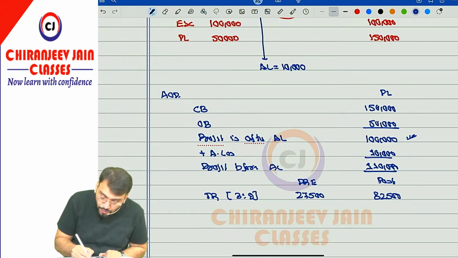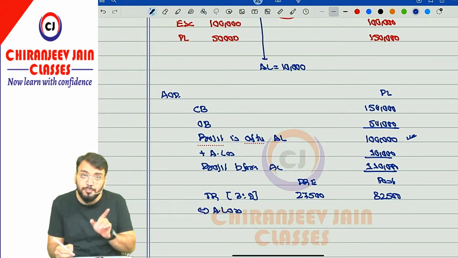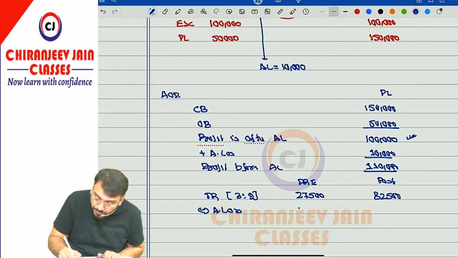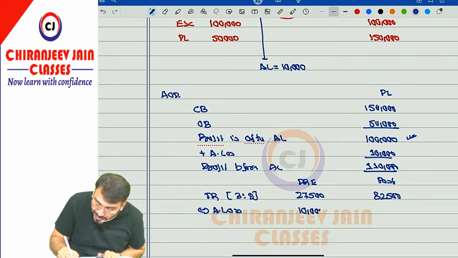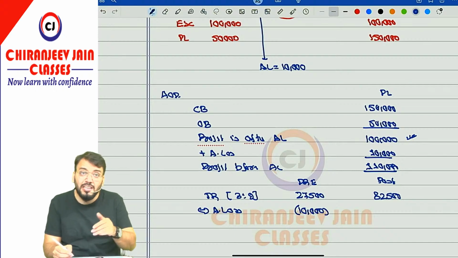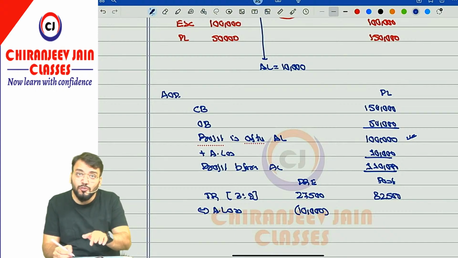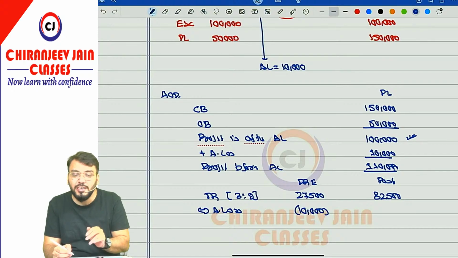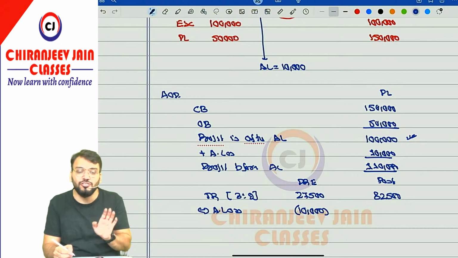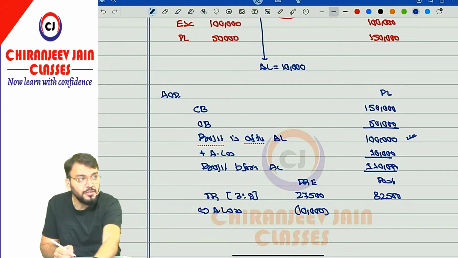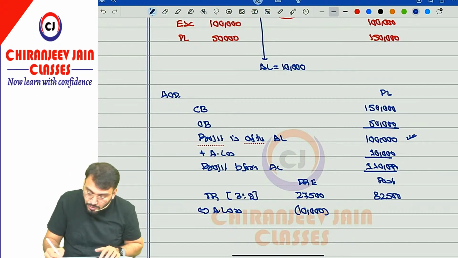Correct. Now from this we'll do minus abnormal loss, because abnormal loss has happened during pre-acquisition period, so it should be deducted from what? Pre-acquisition period entirely. If suppose in our question it was given that abnormal loss has happened in post-acquisition period, so we would have deducted from post-acquisition period. Are you getting what I am saying? Are you able to understand? Simple.